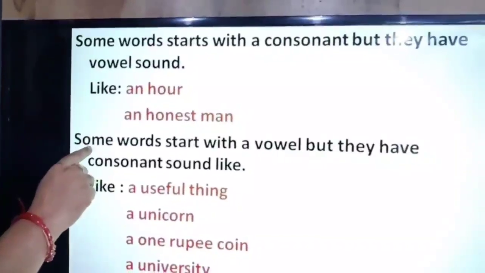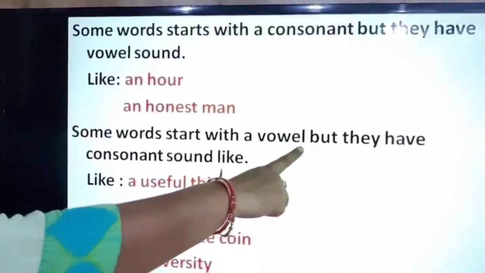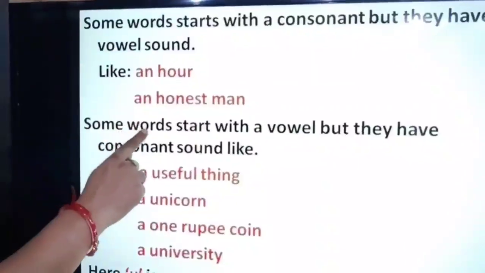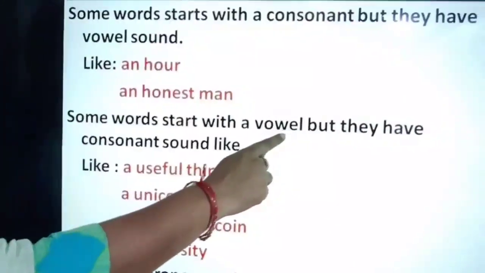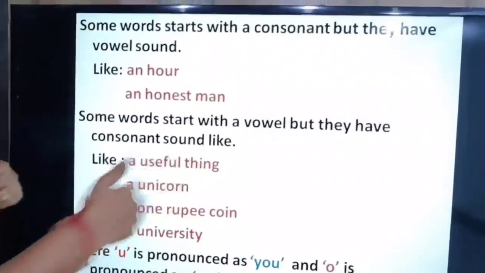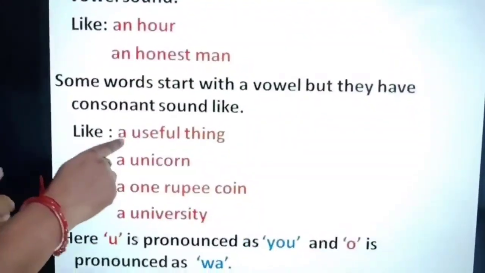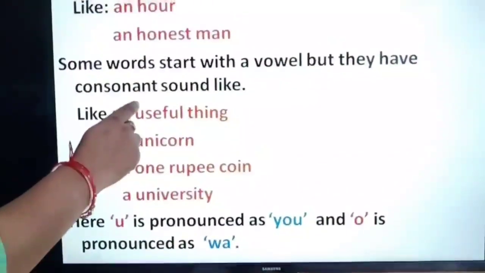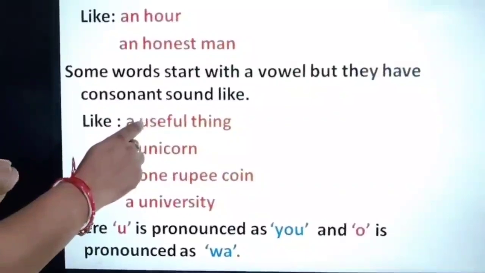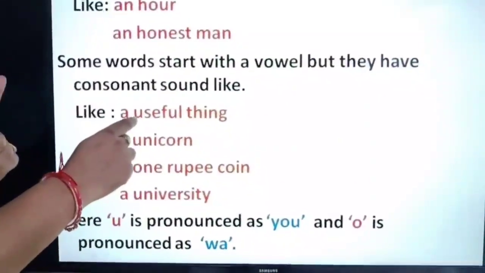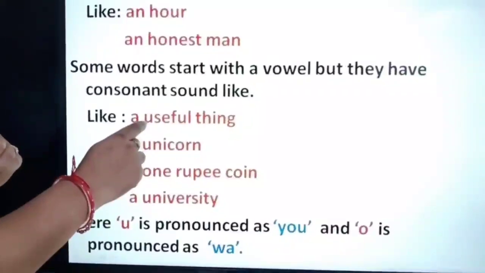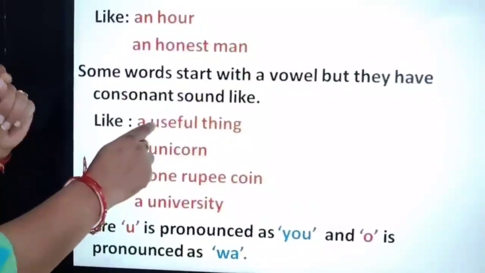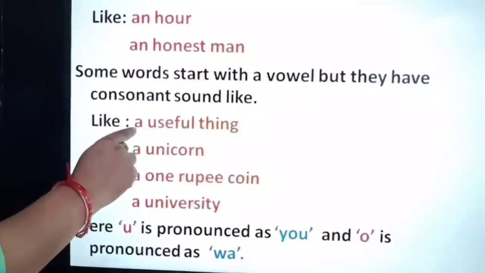Another exceptional case is there. There are some words which start with a vowel but have a consonant sound, right? Let's take an example, like a useful thing. Although U is a vowel letter, it is not giving the sound "a". It is giving the sound "yu". So we will consider the consonant sound here, and we will place the article a before that, not an.